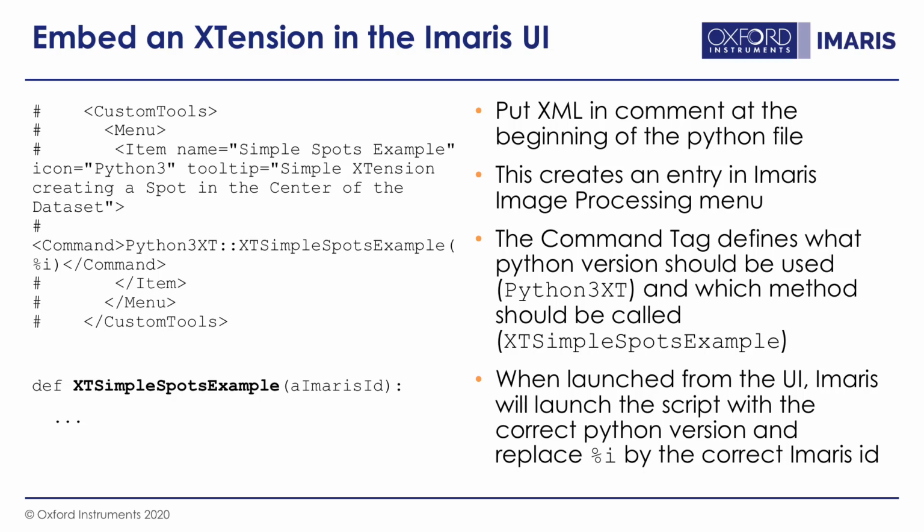And then the command tag is important because this defines the language and the entry point. So Python3XT tells Imaris to use the Python 3 interpreter that was defined in the custom tools and run the method called XTSimpleSpotsExample. The %i will be replaced by the Imaris application ID when it is launched from the Imaris user interface.